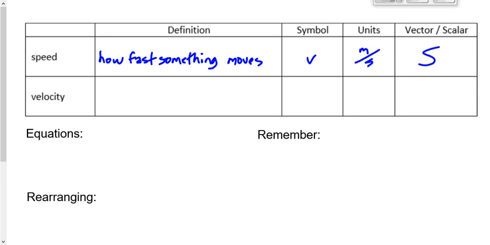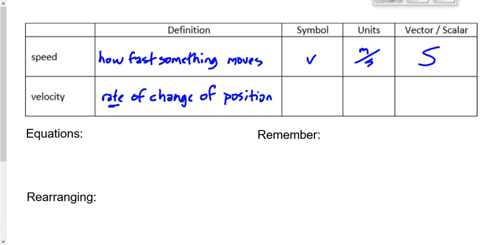Velocity, we're going to define in a little bit more scientific sounding way, just because of what it means, how we're going to calculate it. We're going to define velocity as the rate of change of position. Rate means how quickly something happens. So the rate of change of position would be how quickly the position is changing. The rate that the position changes.